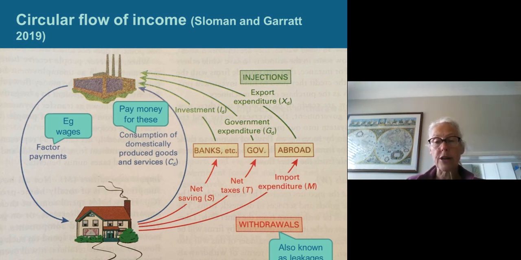And then in the green lines, we have injections into the economy. So, for instance, the banks might invest in certain industries. There might be government expenditure. So the governments sometimes subsidise events because of the benefits they bring to the economy. And there may be export expenditures because people might come from other countries to attend an event in the UK.